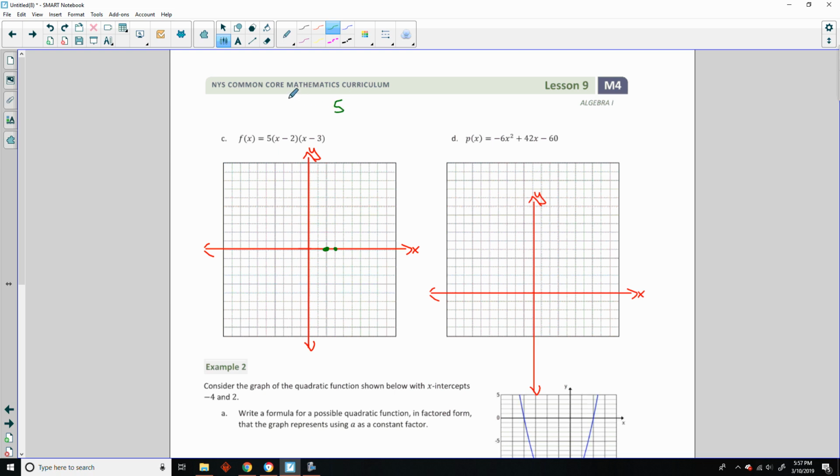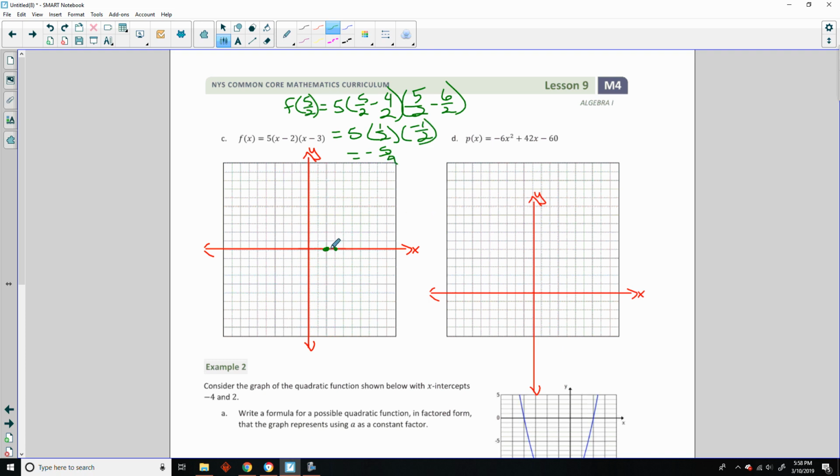So if I substitute in 2.5, so f of 2.5, I'd rather use fractions, is 5 halves. So it's 5 times 5 halves minus 2, which is 4 halves, times 5 halves minus 3, which is 6 halves. So that's going to equal 5 times 1 half, 5 halves minus 4 halves, times 5 halves minus 6 halves, which is negative a half. So 5 times 1 half times negative a half, 1 half times negative a half is negative 1 fourth, so this would be negative 5 fourths.